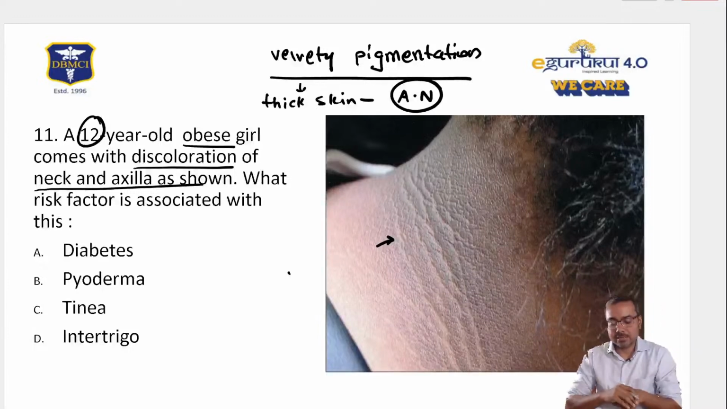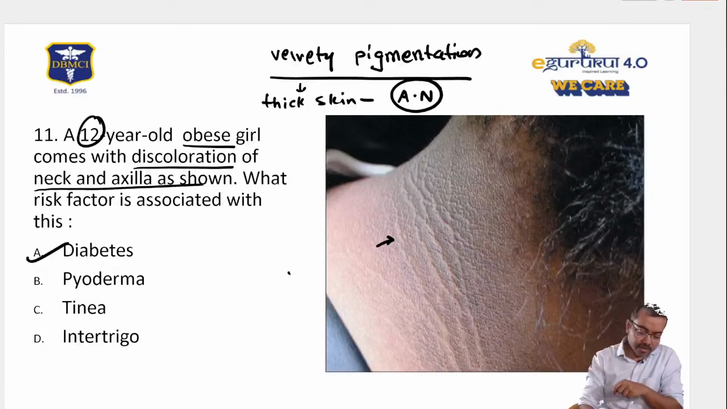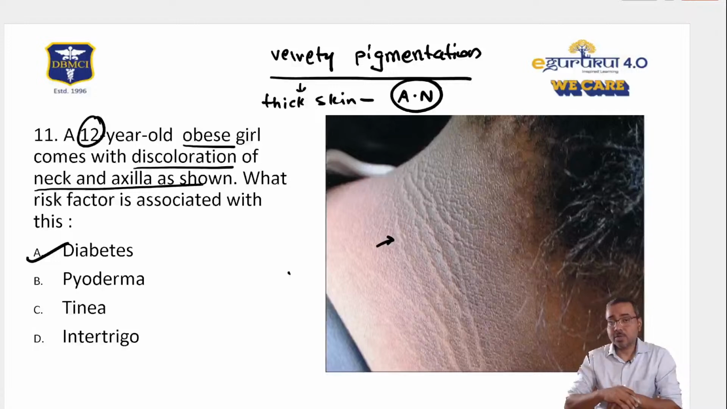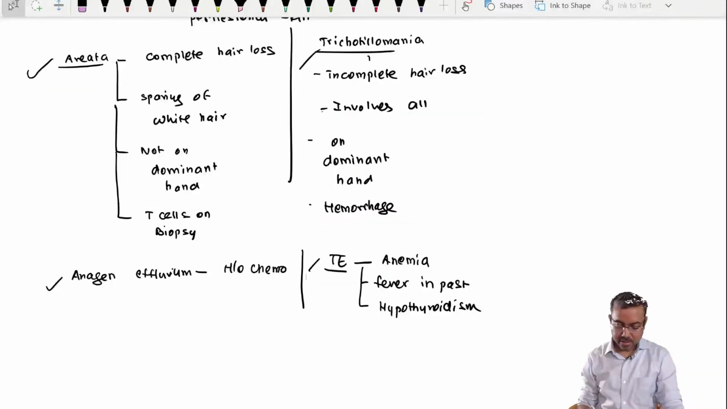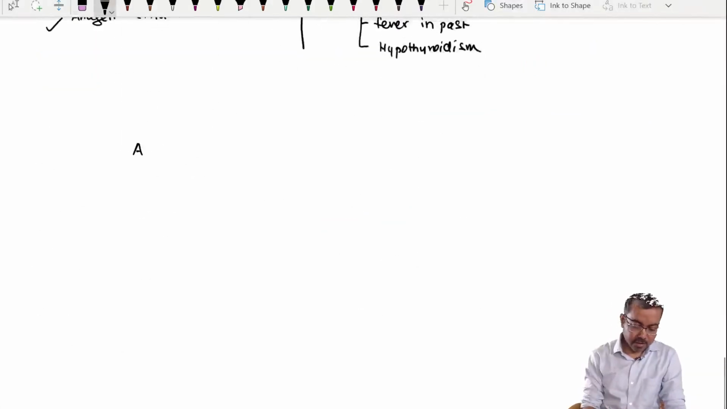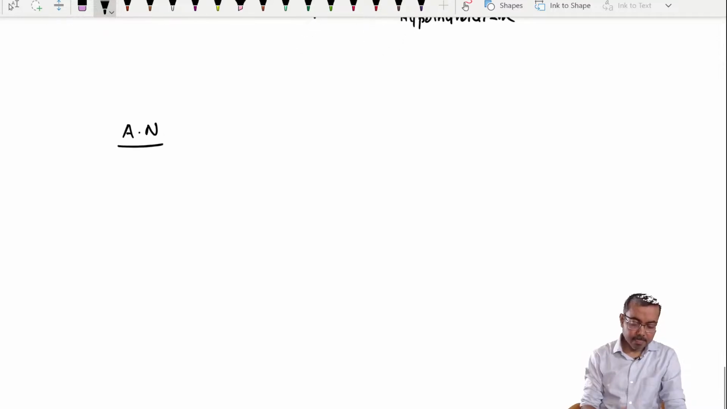Now this is because of thick skin, acanthosis nigricans. What is the risk factor? Diabetes. You can get insulin resistance, diabetes, and that's a very common metabolic syndrome association. Let me give you some MCQs here. Acanthosis nigricans, remember, is a misnomer, because there is no acanthosis in acanthosis nigricans.